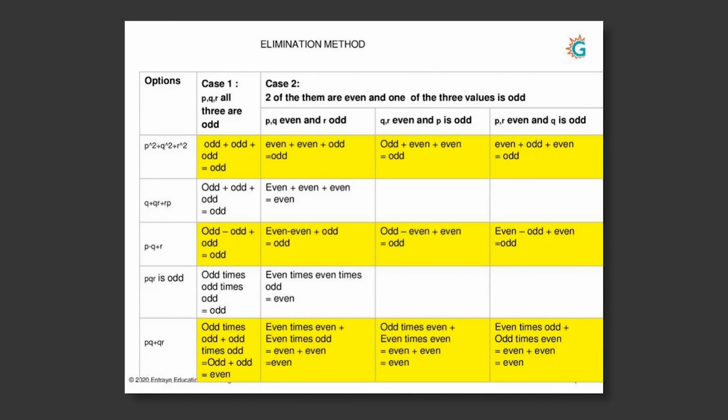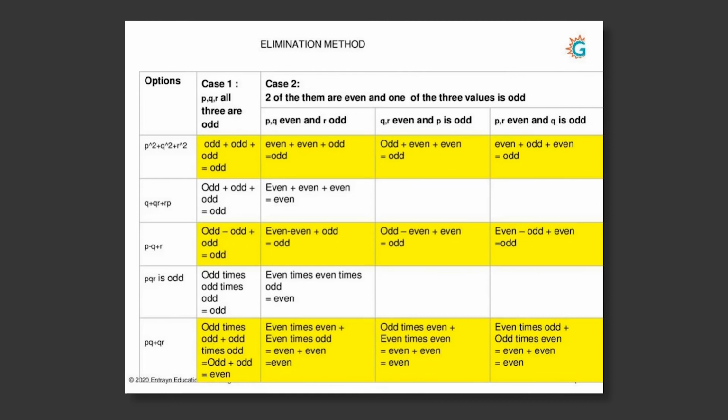If all three of P, Q, R are odd, you get odd plus odd plus odd, which is odd. In case 2, first case, even plus odd is odd. Odd plus even is odd. Even plus odd plus even is odd. So in all these cases, P square plus Q square plus R square is odd. I don't even have to think of plugging in numbers here. Simple rules of addition of odd numbers, addition of even numbers, even plus odd, are all that is required here. That is what I meant by analytical approach.